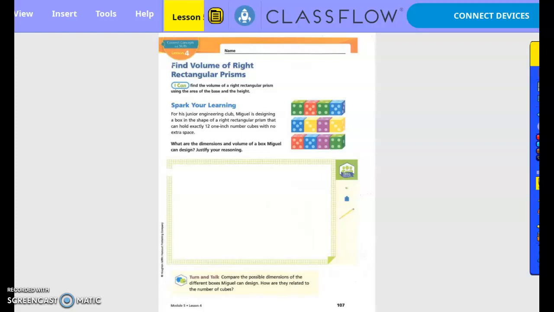Fifth grade math, lesson 5.4. Find the volume of a right rectangular prism. I can find the volume of a right rectangular prism using the area of the base and the height.